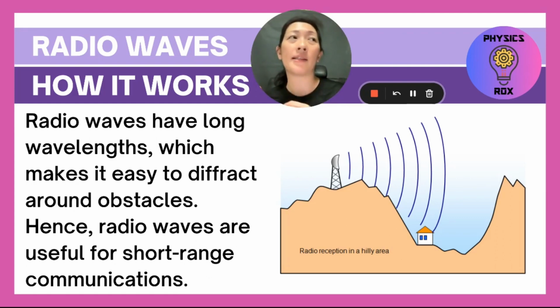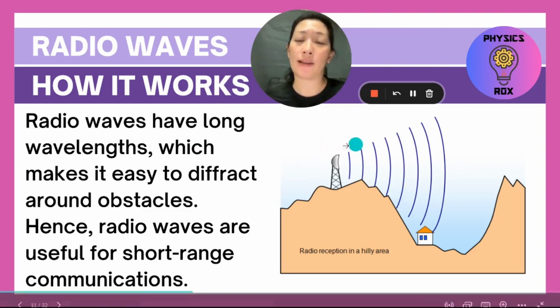So that means it carries the audio signals or the video signals that are used for radio and television, for us to listen to the music and to watch what's on TV. And why they're used so heavily in broadcasting is because of their very long wavelengths, which makes it easy for them to diffract around obstacles, as you can see in this diagram.